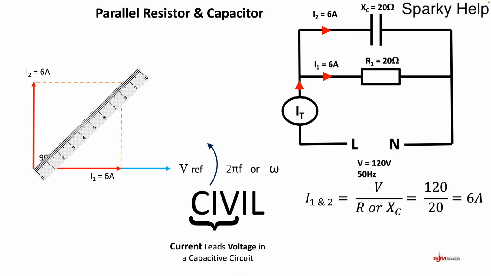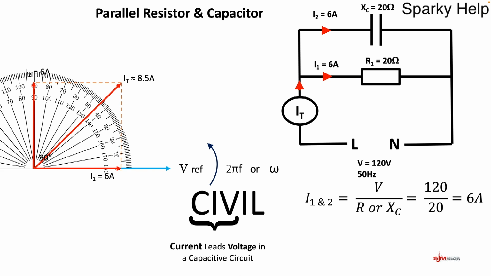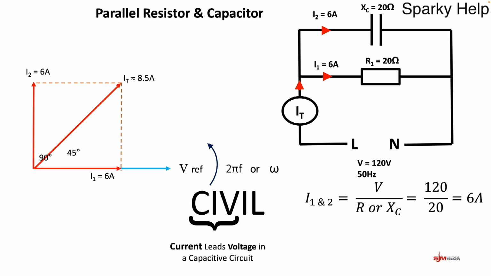Join them up and then draw this line in. And this line then will become our current IT. It's the phasor sum of both of those. So it's approximately 8.5 amps. We can get our protractor and we can work out the angle, and again it's 45 degrees. So therefore what we can say is the current leads the voltage in this circuit by 45 degrees.